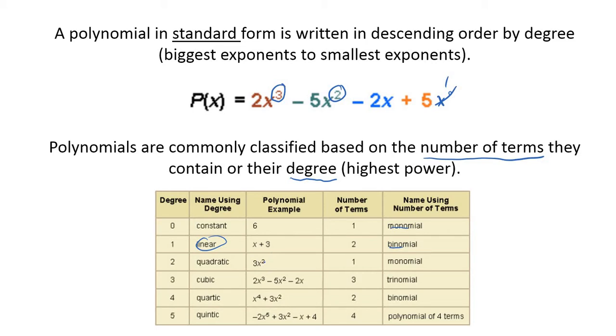Quadratic, right, because it's a squared, monomial, 3 terms here, so that would be a trinomial, and the biggest power is a 3, so a cubic, quartic, 4th degree, 5th degree. Again, these aren't going to be as common, we'll work with them less, but 5th degree, quintic, binomial, again, 2 terms, 4 terms, just say, hey, 4-term polynomial. Again, we're not going to deal a lot with those.